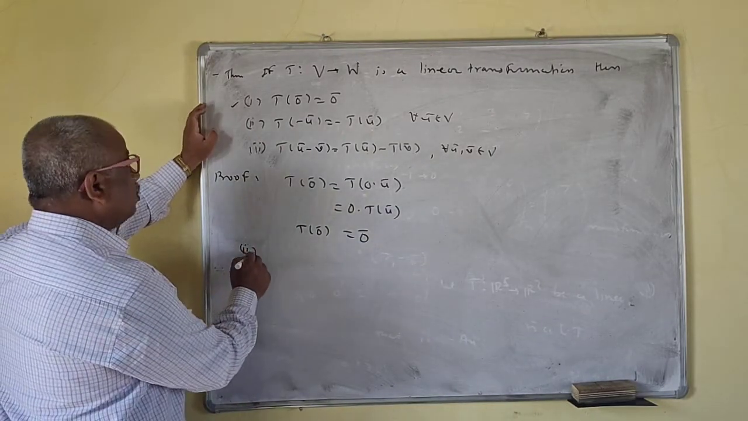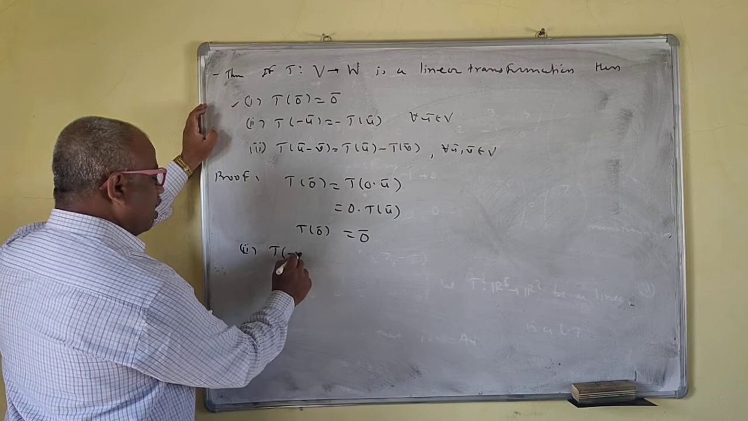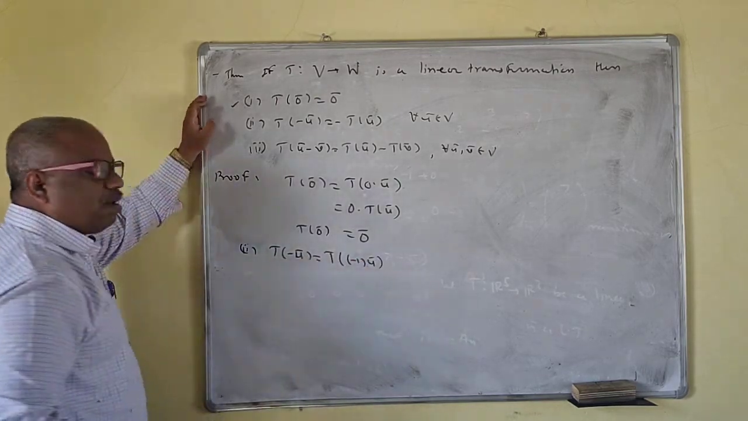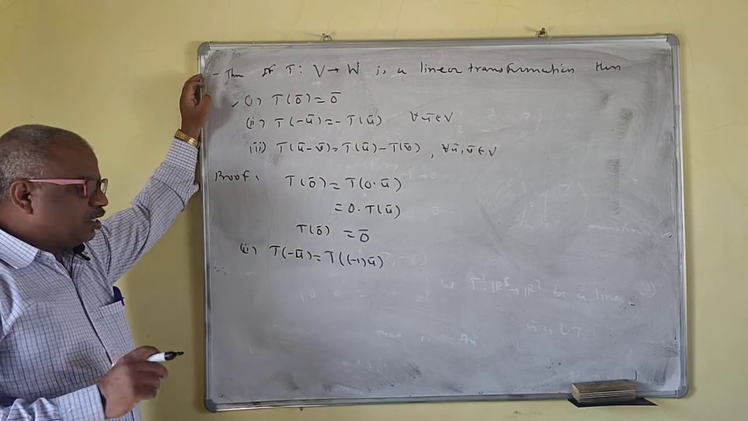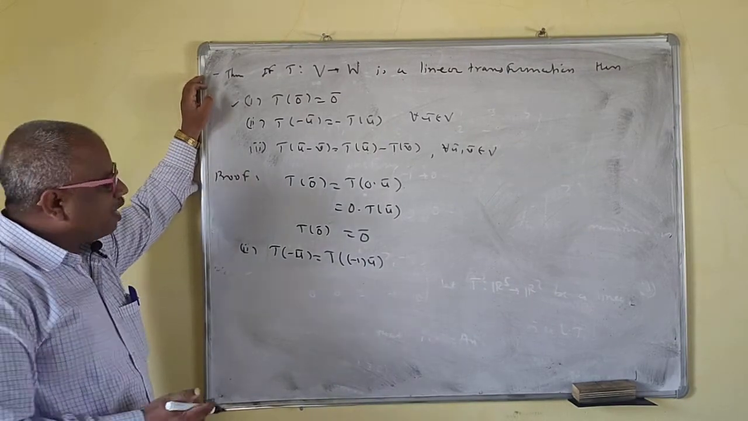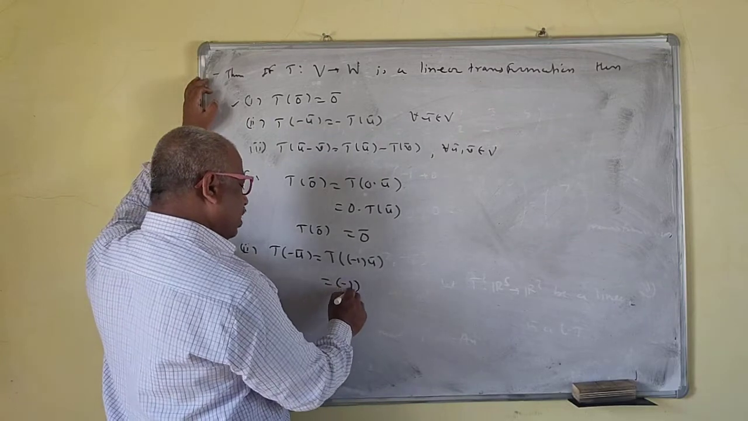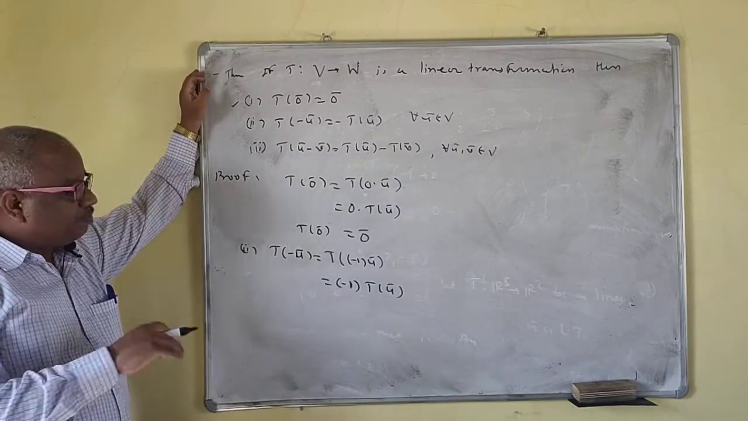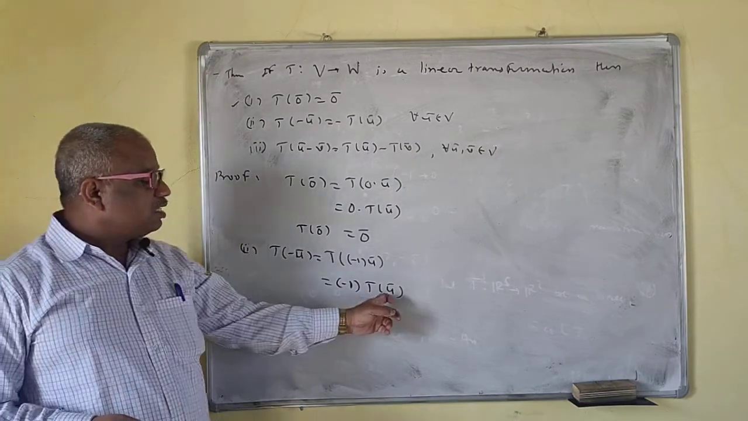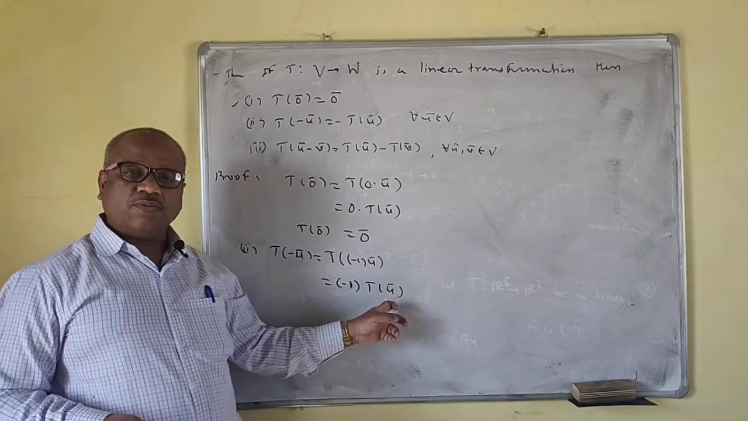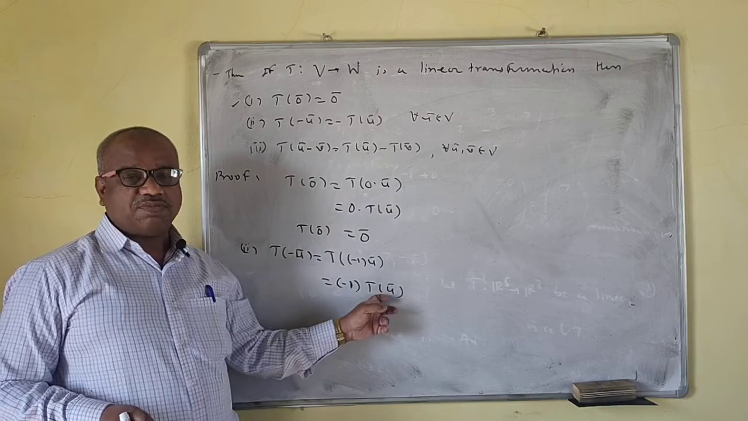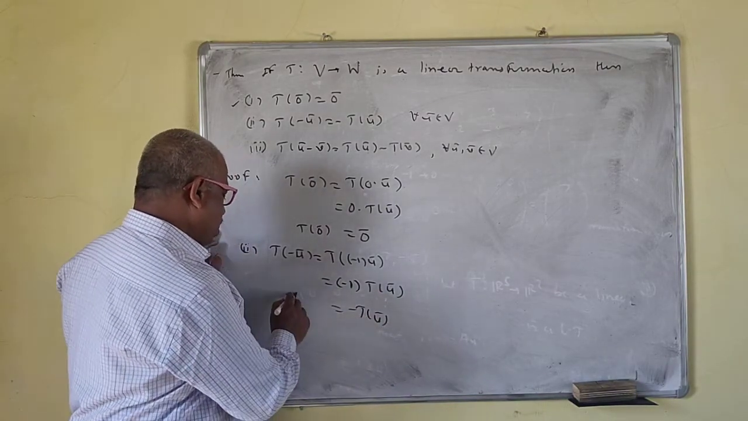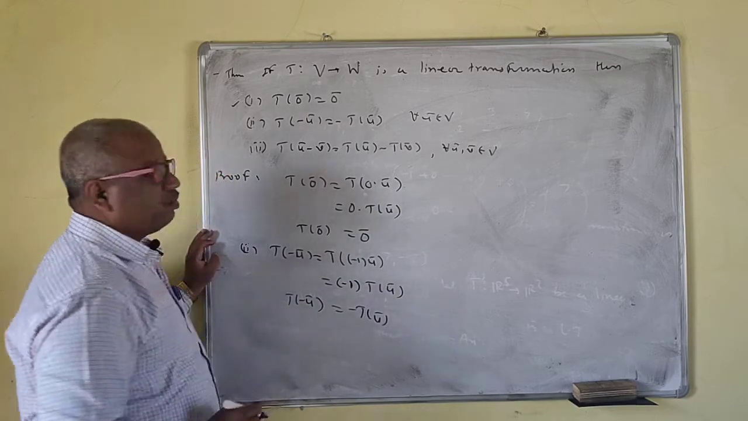Now second, T of minus U bar. So this is T of minus 1 into U bar, because you have seen that minus 1 into U bar is the same as minus U bar. So we are applying this one. Then minus 1 is the scalar, you can take it out of T, the linear transformation. Again, this is a vector of W. So this is minus 1 times T of U bar, which is minus T of U bar. Okay, so T of minus U bar is the same as minus T of U bar.